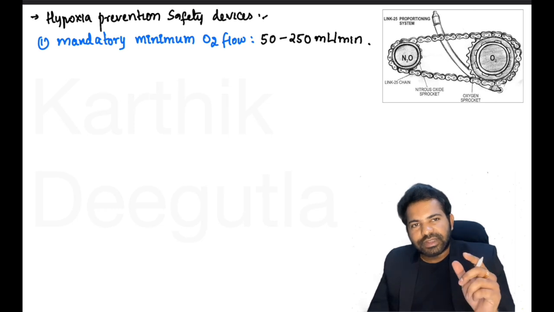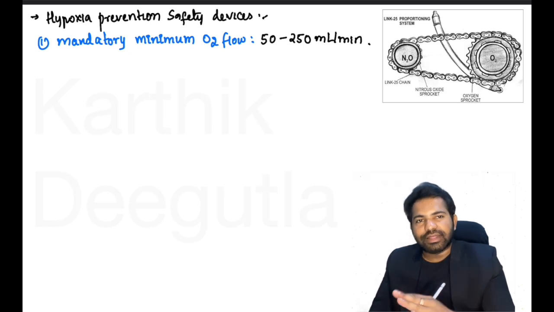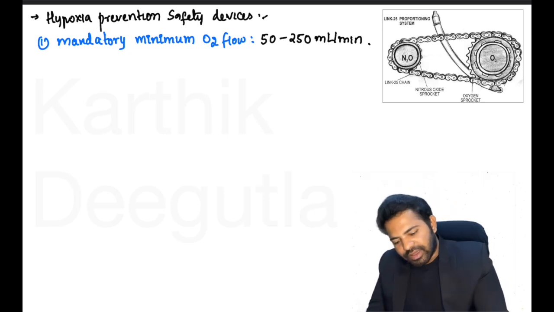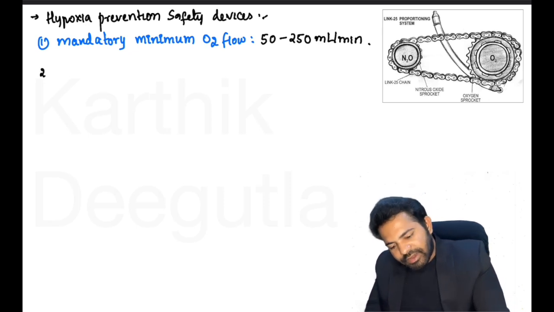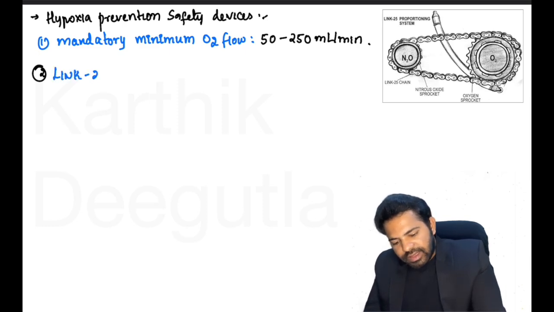Whenever the master switch is turned on, mandatorily a minimum of 50 to 250 ml per minute of oxygen will flow before other gases will start flowing. Okay, this is called the mandatory minimum oxygen flow. Then we have something called the link 25 system.